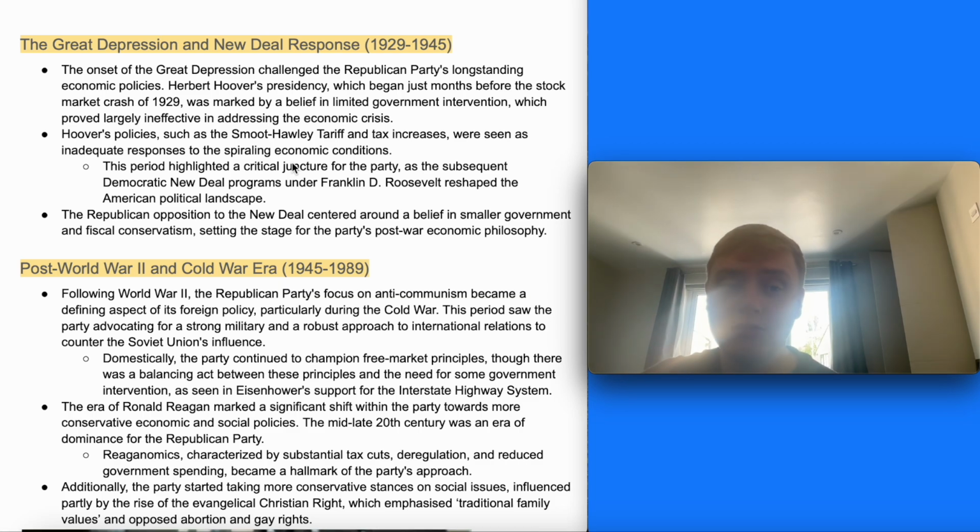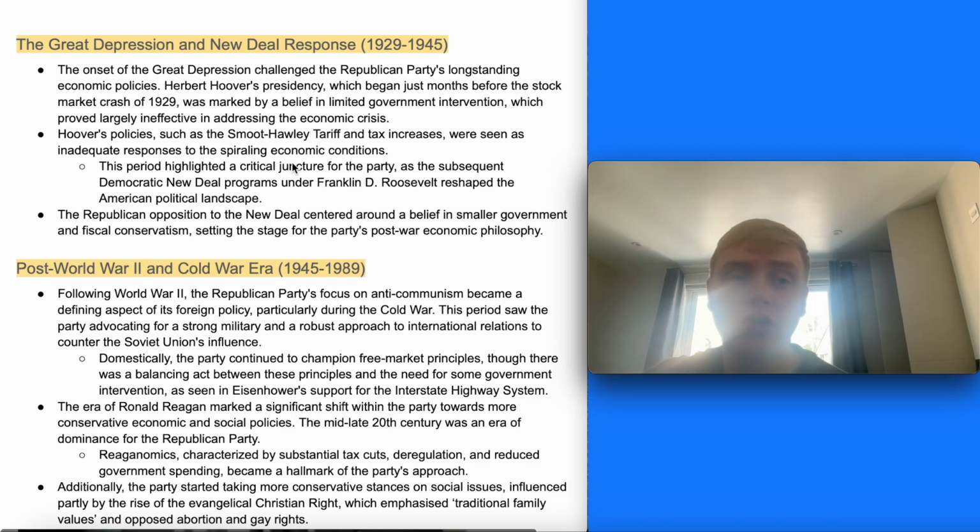What you then have is the Great Depression and the New Deal response. So the onset of the Great Depression challenged the Republican Party's long-standing economic policies. Herbert Hoover's presidency, which began just months before the stock market crash of 1929, was marked by a belief in limited government intervention, which proved largely ineffective in addressing the economic crisis. His policies, such as the Smoot-Hawley Tariff Act and tax increases, were seen as inadequate responses to the spiralling economic conditions.